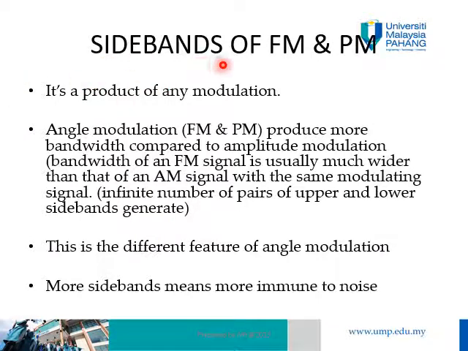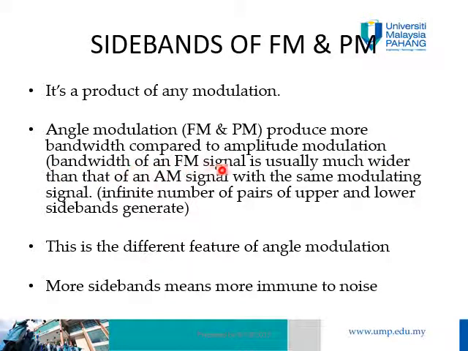Next is the sidebands of FM. It is a product of any modulation. So any modulation we can produce, we can have sidebands. Angle modulation, FM and PM, will produce more bandwidth compared to amplitude modulation, AM.